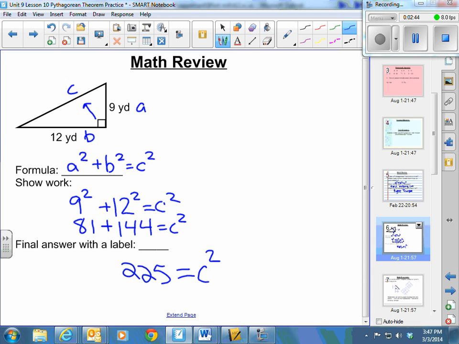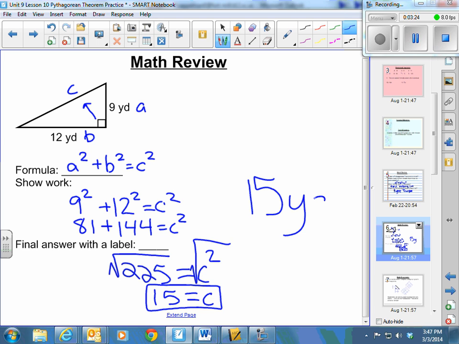225 equals c squared. And if you remember, when we're solving equations, the variable has to be completely by itself, completely isolated. So if you remember from square roots, the way we undo a squared number is we find the square root. So we're going to take the square root of c squared, and then we're going to take the square root of 225. And so c is equal to 15. Okay, and then we're going to make sure we write our final answer with a label. We're going to go back up here and see that this is yards, so our final answer is going to be 15 yards.